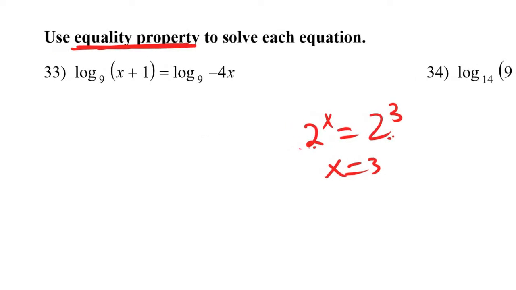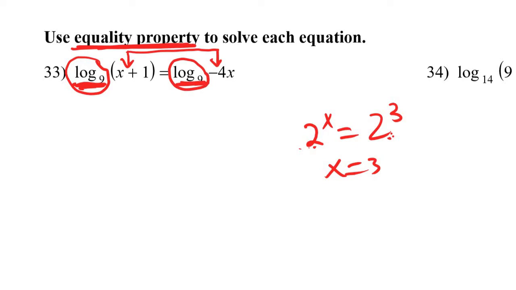We say log base 9 is on both sides. Oh, that means the input must be the same then. If there's the same log on both sides, only one log on the left side, one log on the right side, then the input must be the same. We have to make the input equal to each other because it's the same log on both sides, just like the same base on both sides. So now the log does not matter anymore because they are the same on both sides.